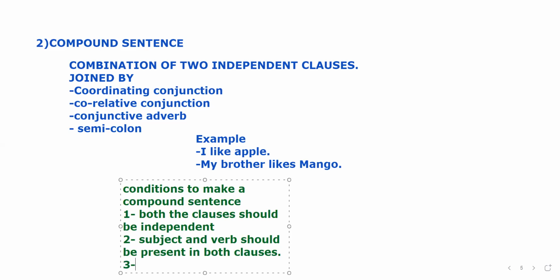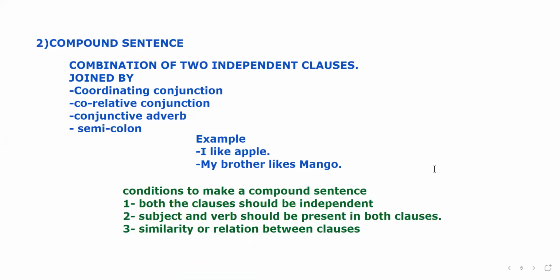Third condition is there should be some similarity, or you can say some relation, between clauses. Is it clear? Correct. Then only we can make a compound sentence. Now, I like apple, my brother likes mango. There is some similarity. The similarity is of fruit, right?